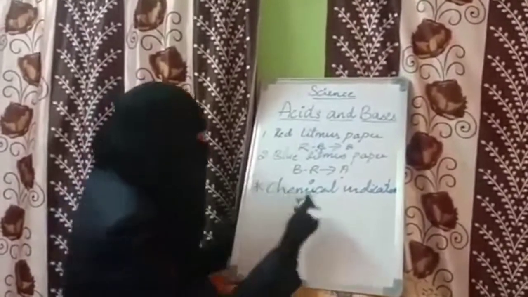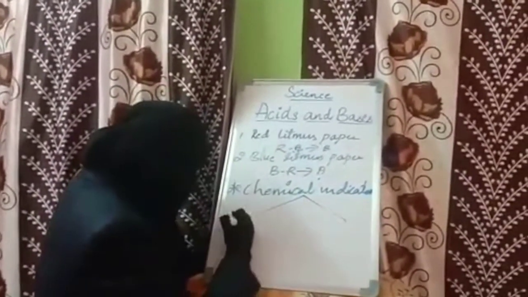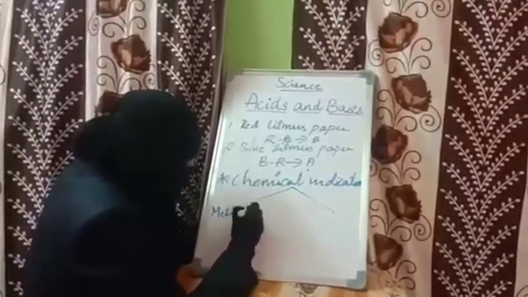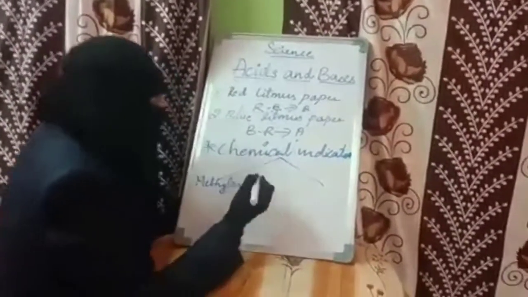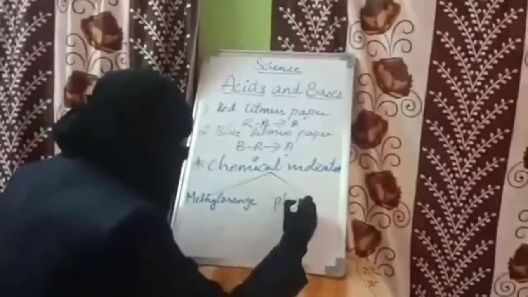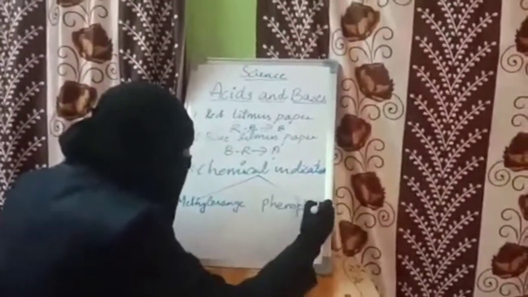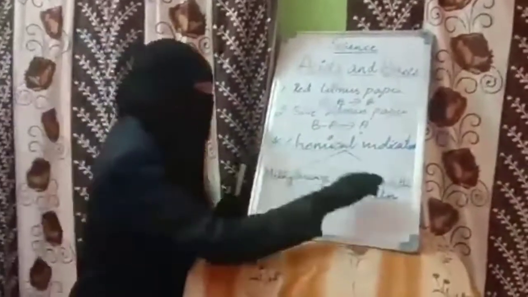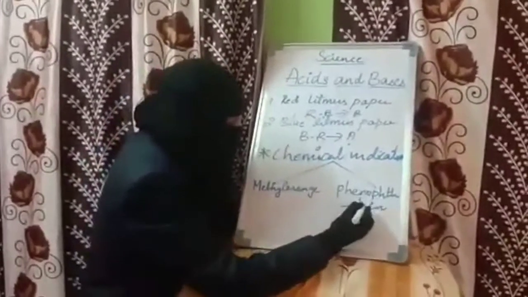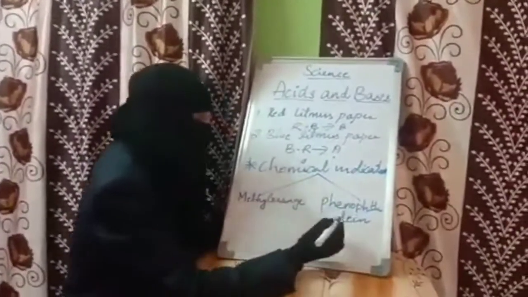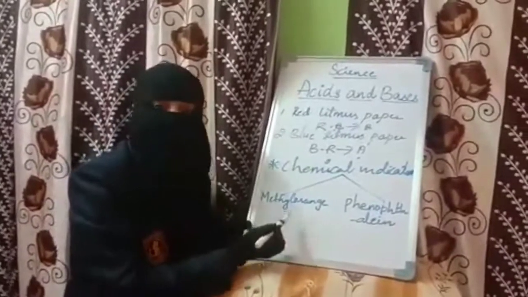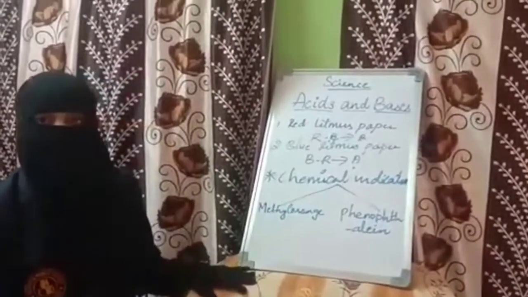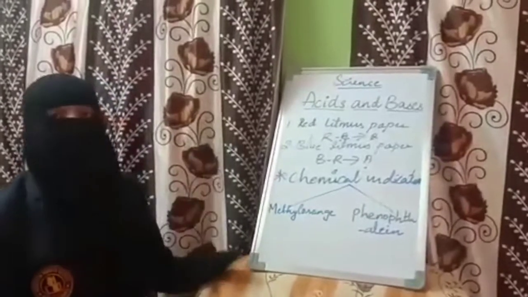So here there are two kinds of chemical indicators. First one is methyl orange. Methyl orange is a solution which is orange in color. And phenolphthalein. Phenolphthalein is a colorless solution. It does not have any color. See here, when I said methyl orange, that means methyl orange is orange in color, whereas phenolphthalein is a colorless solution. Like water, phenolphthalein will be, but methyl orange will be orange in color. So these are the two chemical indicators which are used for knowing the nature of substances.